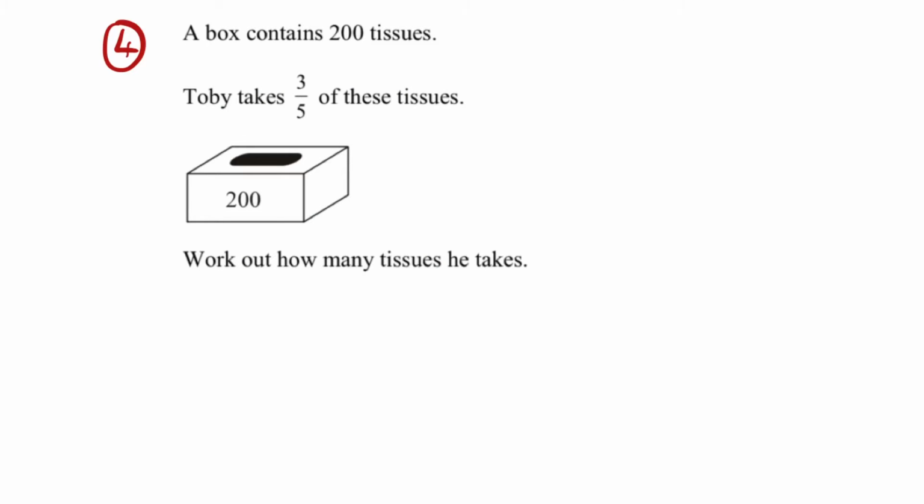All right, got another few questions I want to go through, and then you're going to have the rest of the lesson to work through some questions yourselves. So the next one, number 4, a box contains 200 tissues. Toby takes 3/5 of these tissues. Work out how many tissues he takes. So we just need to look at the question carefully. So we're asked how many tissues he takes. We're told he takes 3/5 of 200, so that's what we need to write down.